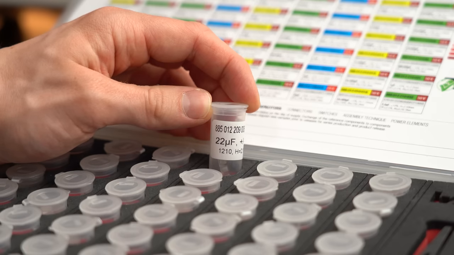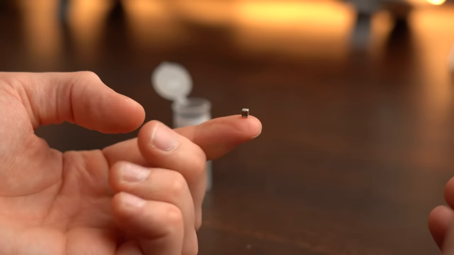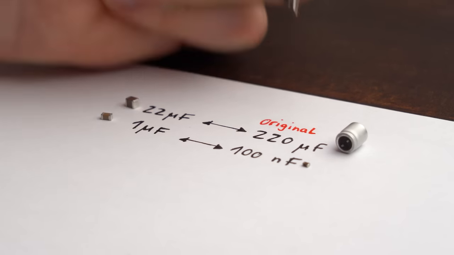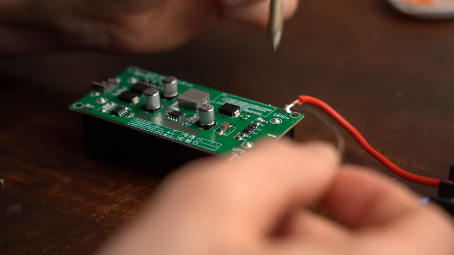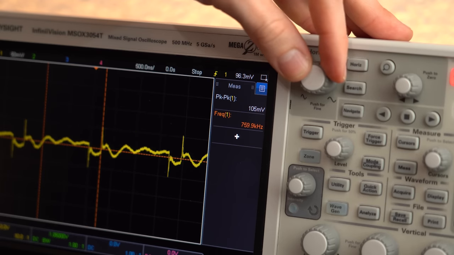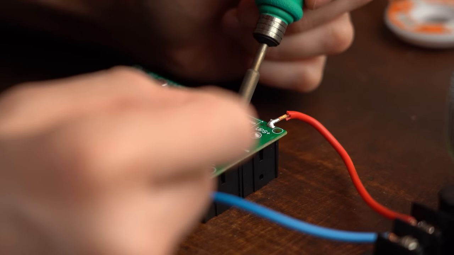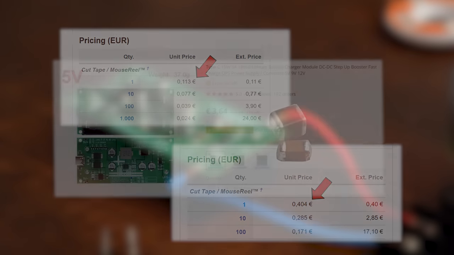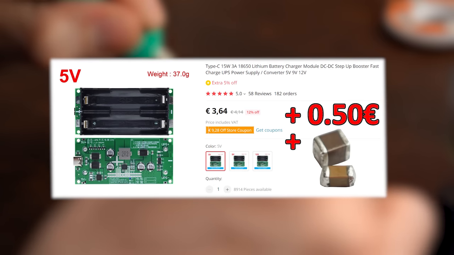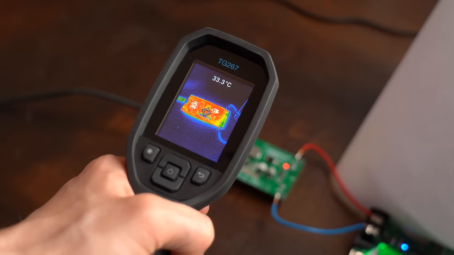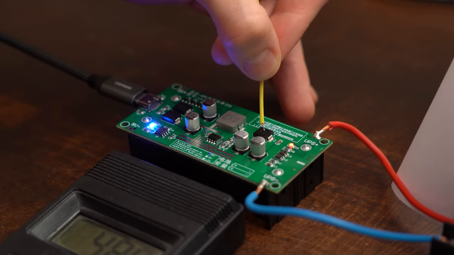So the simple solution was getting some good quality multi-layer ceramic capacitors, that partly even came with a lower capacitance than the original ones. And after soldering them in place, we can see that the noise problem pretty much disappeared. Awesome! And the crazy thing here is that you can get these two capacitors for just 50 cents, which begs the question why the manufacturer does not simply increase the price by that amount and include the fitting capacitors.